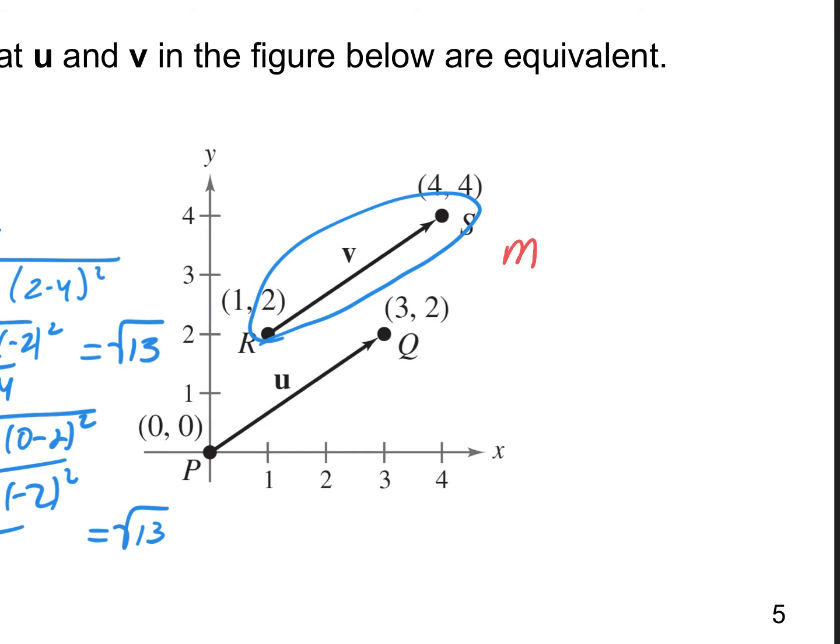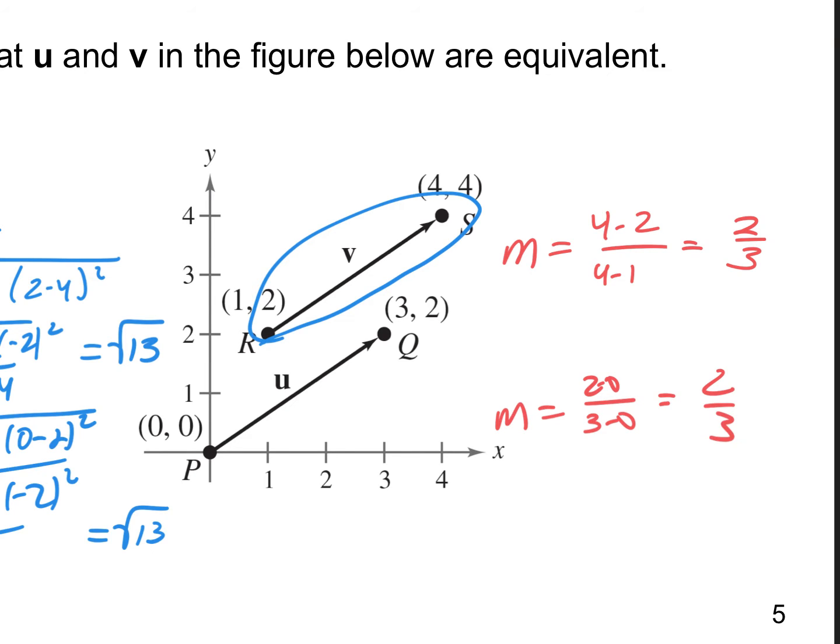Well, direction I told you guys was just what? The slope. So y2 minus y1. So I'm going to say 4 minus 2 over 4 minus 1. So 2 over 3. Agreed? Okay. So then on the bottom, for my vector u, y minus y, so 2 minus 0 over 3 minus 0, I get 2 over 3. Are the slopes the same? Yes. So you just proved that these two vectors are equivalent because their magnitude and their direction are the same.